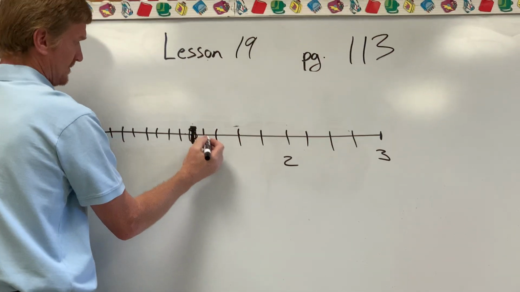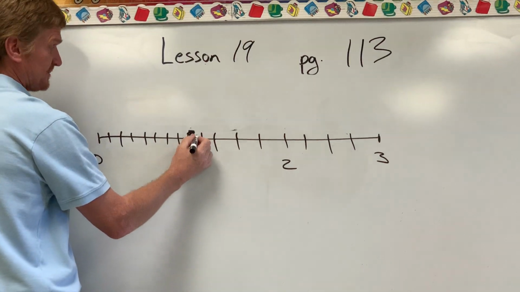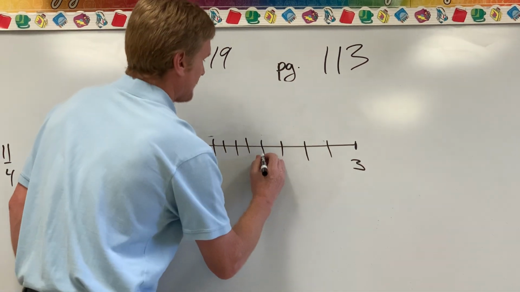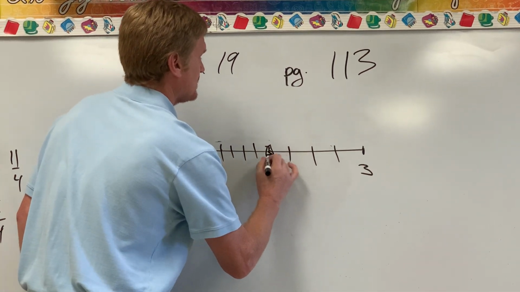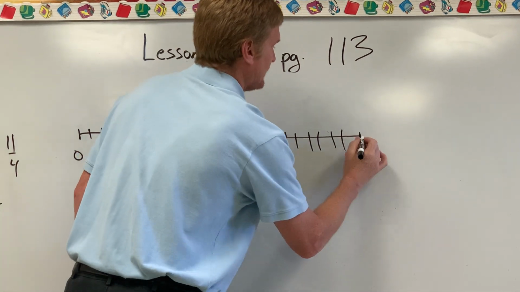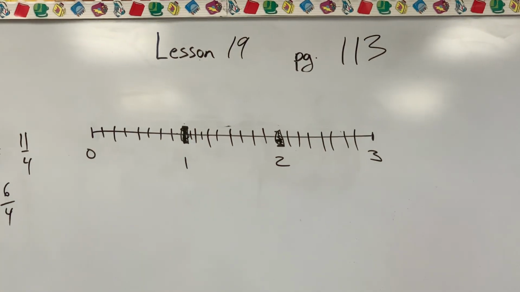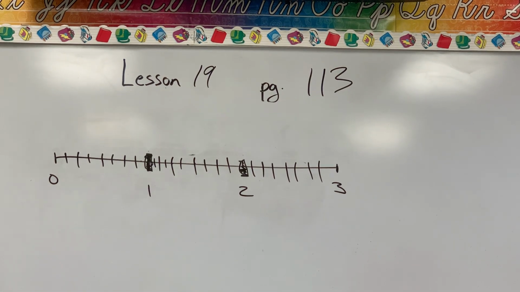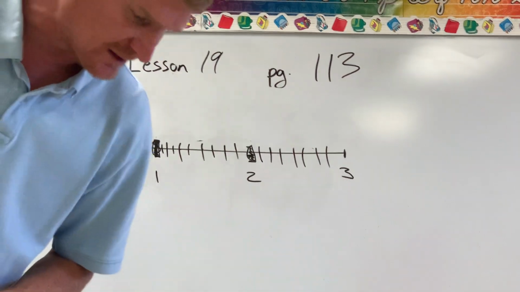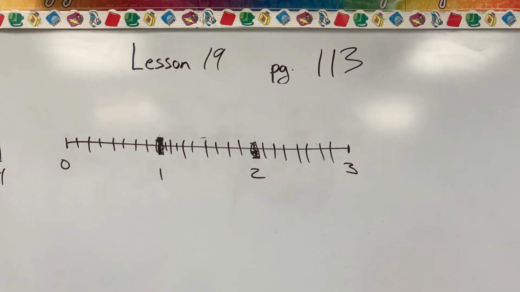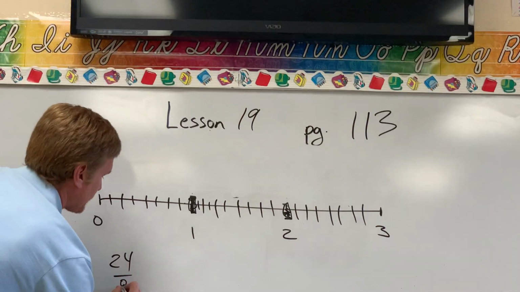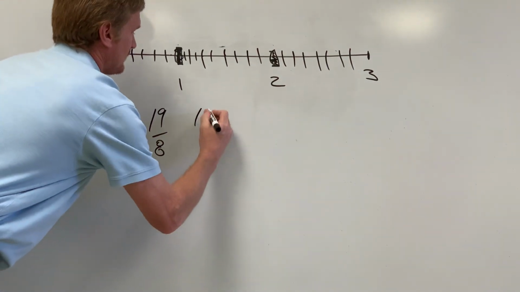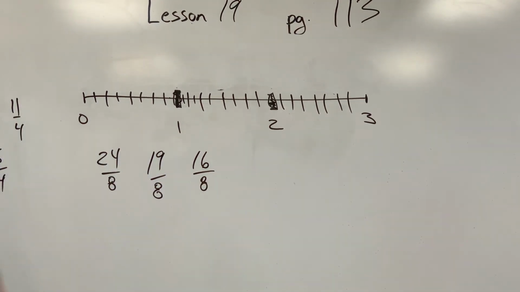All right. I need to go ahead and put marks in between my fourths again. Make that a little darker. And then lines in between my fourths. So now I have eighths. So there I've got my eighths. That's maybe an easier way to do it. Go ahead and find 24 eighths, 19 eighths, and 16 eighths. So go ahead and find those on your number line.